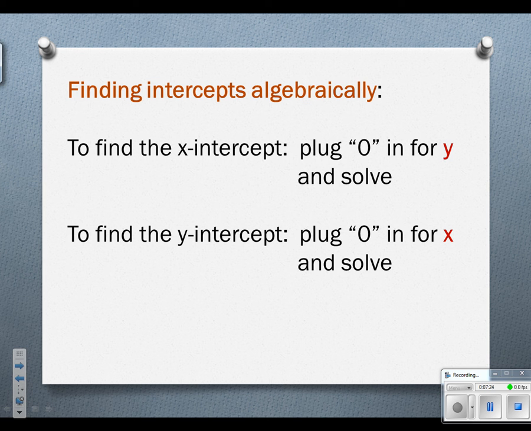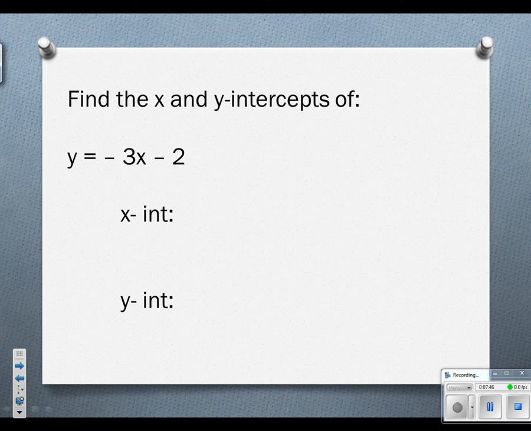Intercepts. We talked about intercepts a little bit already with our first lesson. Finding intercepts is something that we do often because they are helpful in graphing. They are also solutions for some of our graphing. Remember that to find the x-intercept, you're going to plug 0 in for y and solve. To find the y-intercept, you need to plug 0 in for x and solve. So let's give this a try.